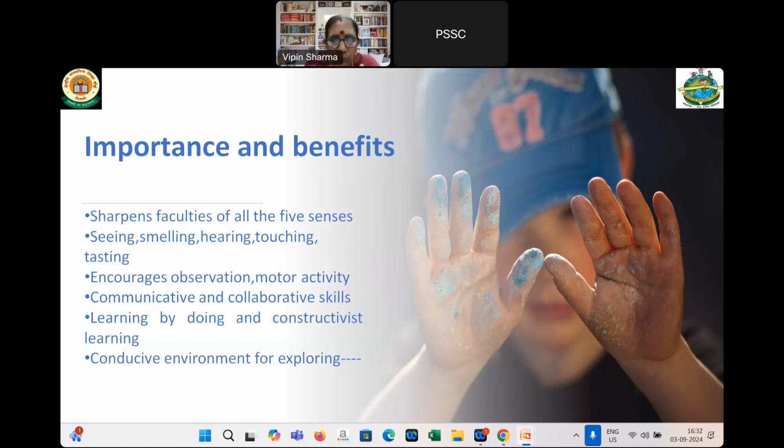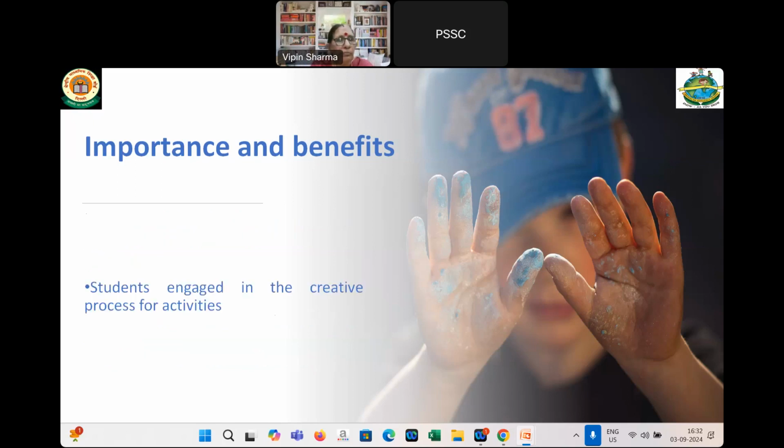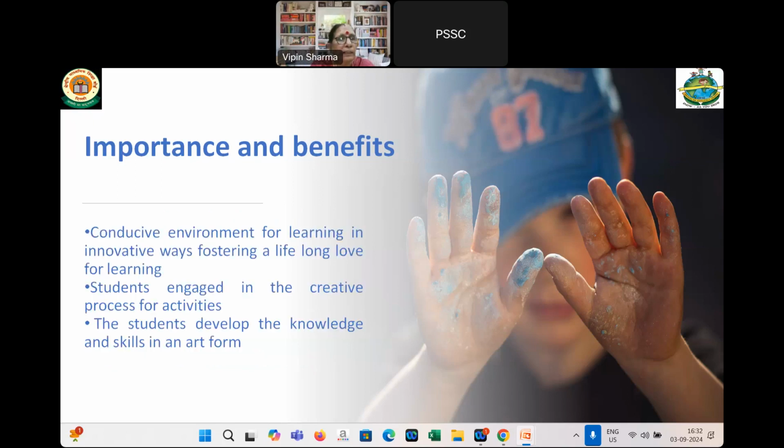Please, please, please do this. Aisa nahi hai ki take the trump cards, usko bahar bhej diya. No. Un bachchon ko stage pe lana hai, pronunciation dekhna hai unka, very correct. So, see, we have to explore the various options. Okay? Conducive environment for learning in an innovative way. Innovative is a teacher's call. Okay. They develop knowledge, art form.